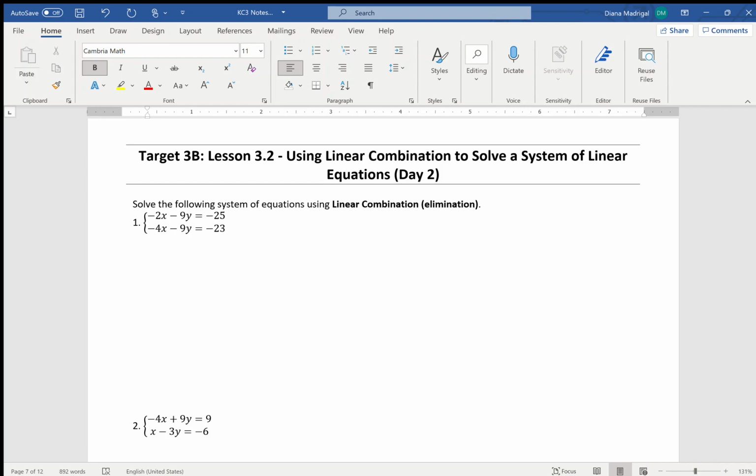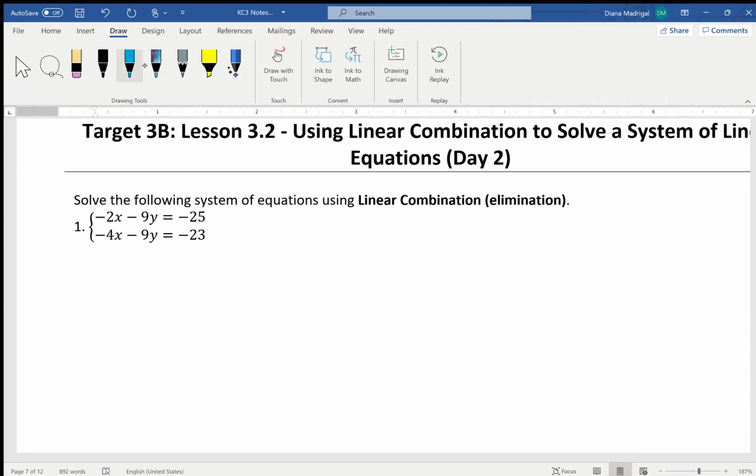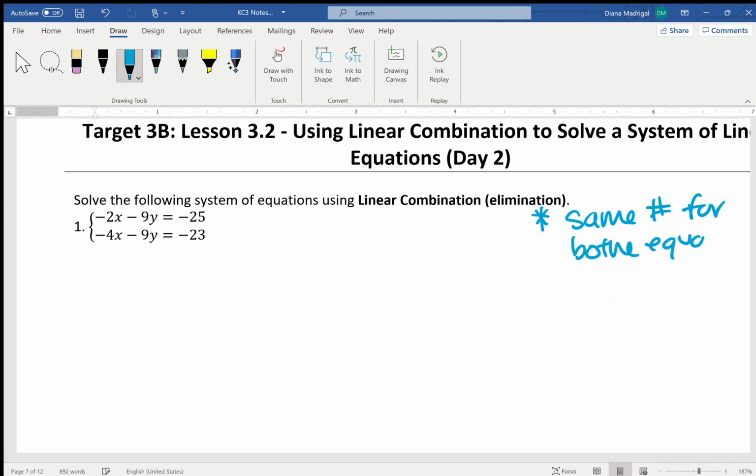So again, we're looking at question number 1 and making sure that both of them are in standard form. And as you can see, they both are in standard form. I have x and y on the left, and x and y on the left for the second equation. All right, to be able to cancel x or y, there are 2 things that you have to remember. You have to have the same number for both equations, and one has to be negative, one has to be positive. That's the only way you can cancel something.